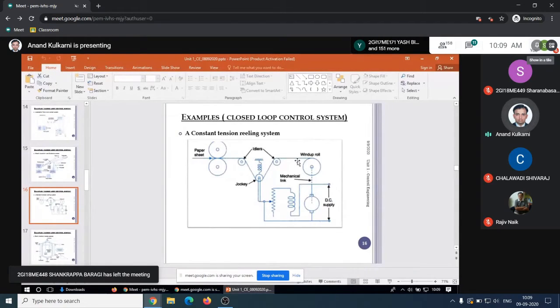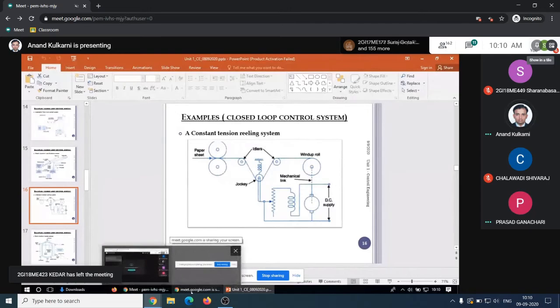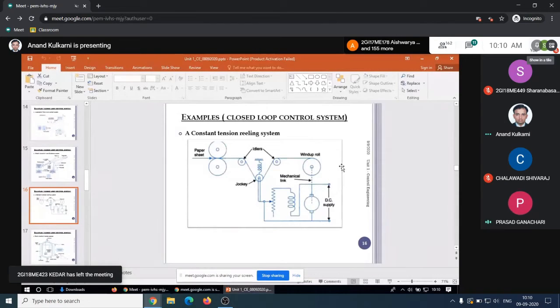If the tension in the paper is less, then the paper will sag, whereas if there is excess tension in the paper, then the paper will get damaged or cut. So as we have seen, as the roller diameter goes on increasing, the speed goes on increasing if the RPM is kept constant. So here, the speed is a function of, here the speed is pi dn by 60, where d is the diameter of the roller.